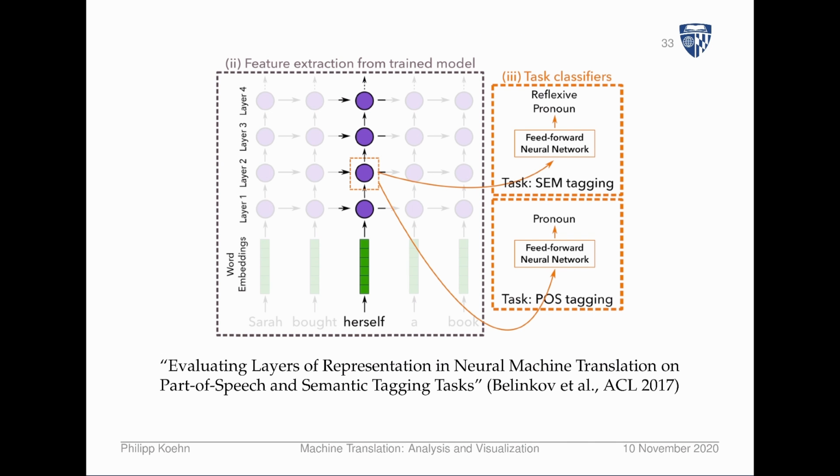So here's one way this is being done. You have here the encoder state. This is at layer 2. This is the encoder state at layer 2 for the word herself.